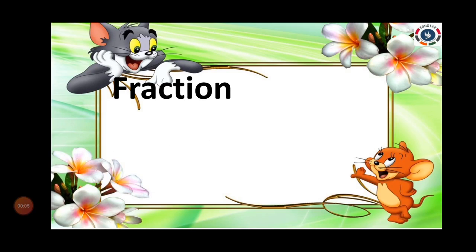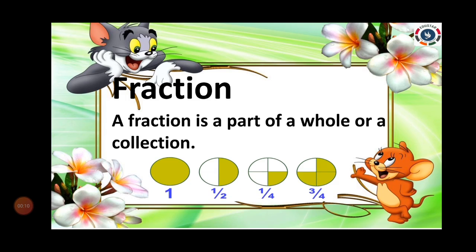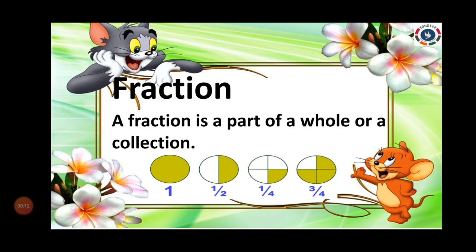Fraction. A fraction is a part of a whole or a collection. For example, when an object is divided into a number of equal parts, then the part of the object is represented by a fraction. Let us understand through an example. Here we have 4 circles. The first one is fully shaded, that is a whole, and the second one we are making half, making 2 pieces, so only one shaded part is there.